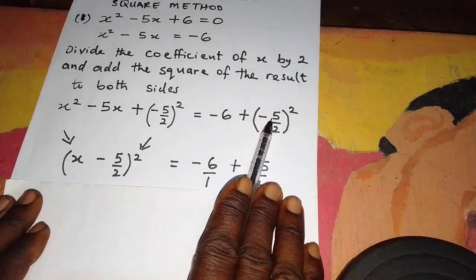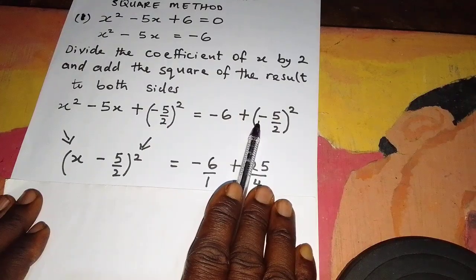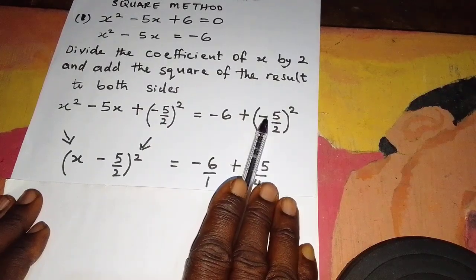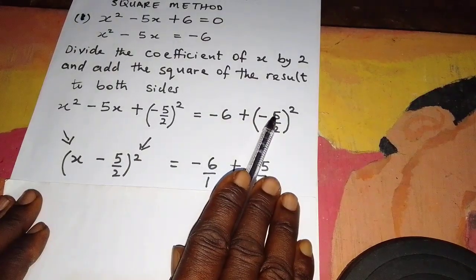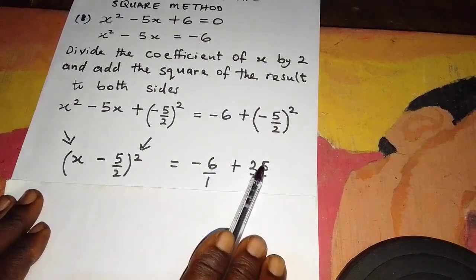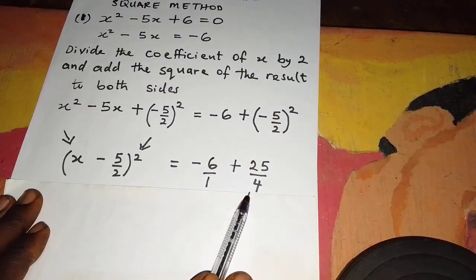If we expand, minus 5 over 2 squared means minus 5 over 2 times minus 5 over 2. That minus times minus will eventually give us plus. 5 times 5 is 25, over 2 times 2 will give us 4.